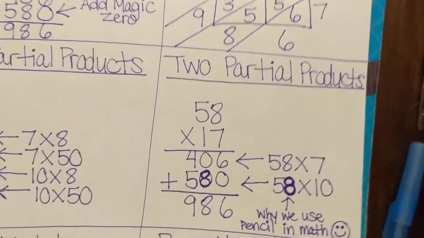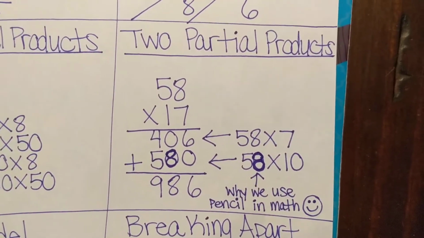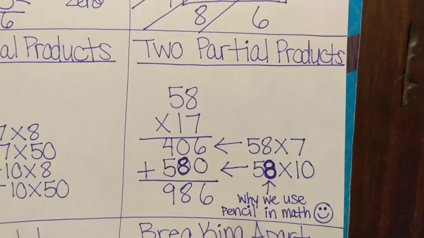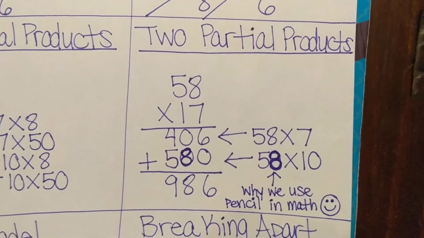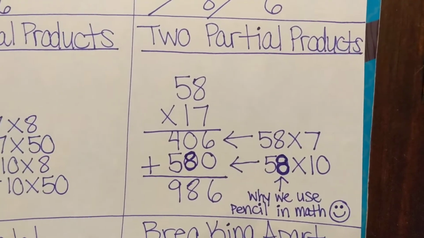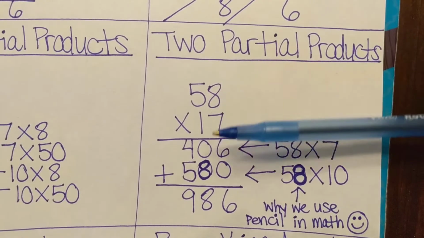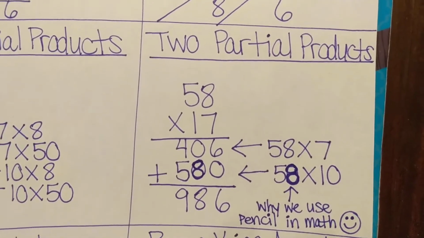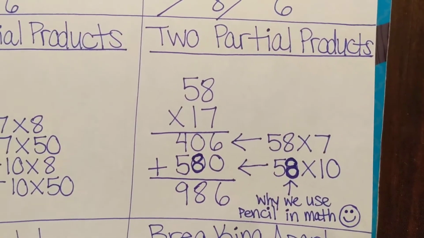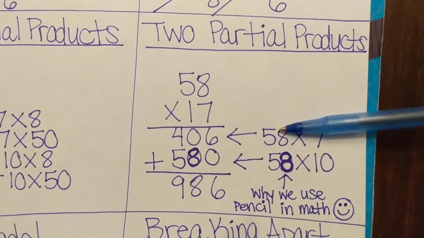Now, something that's kind of interesting is when we get to two partial products. That's when it's a little bit different. But a lot of people like to use two partial products because you can see that it's a little bit easier. You choose which number you're going to break apart, okay? I chose to break apart the 17. So what I mean by that is I have to multiply by 58 each time.